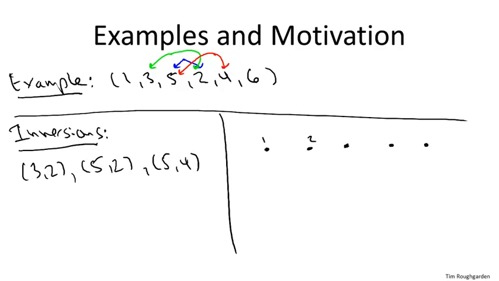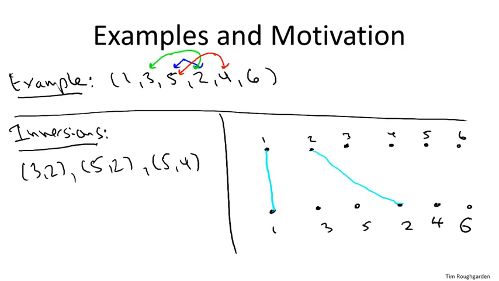Pictorially, we can think of it thusly. We can first write down the numbers in order, 1 up to 6, and then we can write down the numbers again, but ordered in the way that they're given in the input array. So 1, 3, 5, 2, 4, 6. And then we can connect the dots, meaning we connect 1 to 1, we connect 2 to 2, and so on.